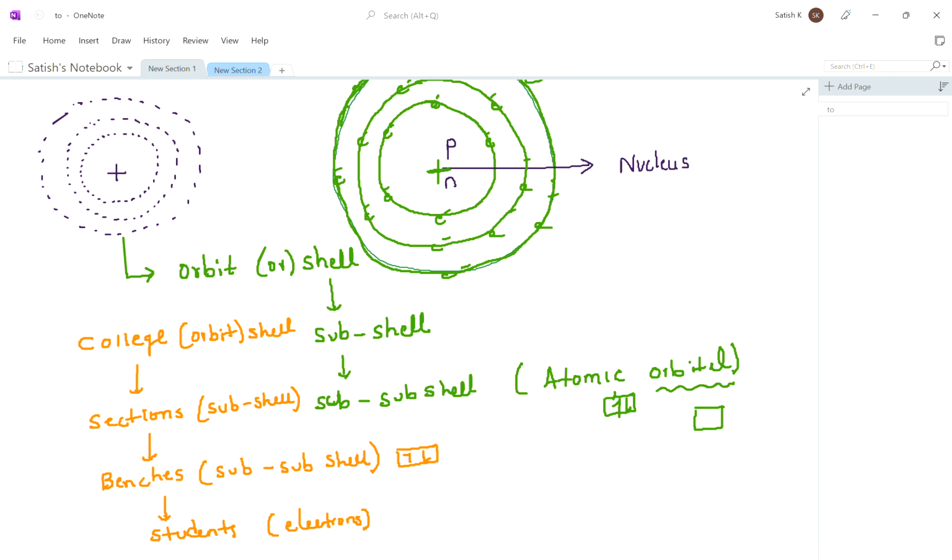We are following here 3 rules: Pauli's exclusion principle, Aufbau principle and Hund's rule. Those we have already discussed. If you need, go through the electronic configuration video in our channel. Okay, so this is the introduction of the atom.